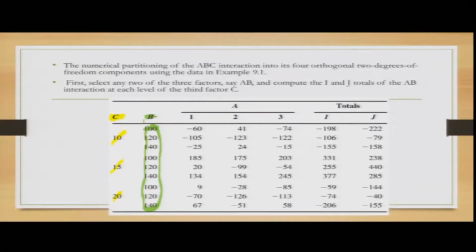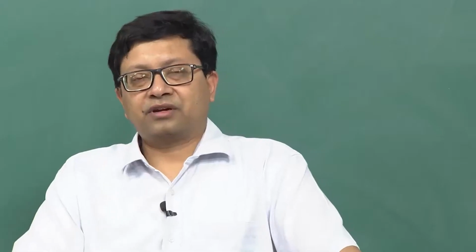So, I will use another color. The values are given starting from the first row, minus 60, 41, 74, to the last row, which is basically 67, minus 51, 58. So, these are the combinations of the values which you are getting. The totals which you find out for the values of I and J correspond to the combinations of A, B, C which you have. If you remember, I and J were different variables such as AB squared C, ABC squared, and so on and so forth. The values are given in the second last and the last column.